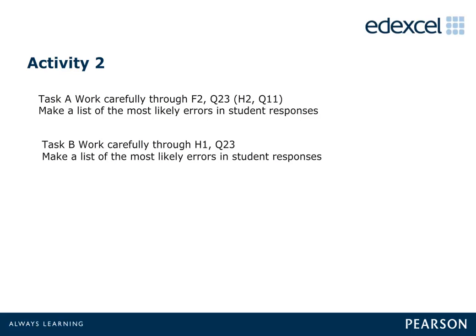Activity 2 is concerned with anticipating common errors that students make when solving problems. There are 2 tasks. Task A. Work carefully through F2 question 23, H2 question 11. Make a list of the most likely errors in student responses. Task B. Work carefully through H1 question 23. Make a list of the most likely errors in student responses. Then compare with the responses file.